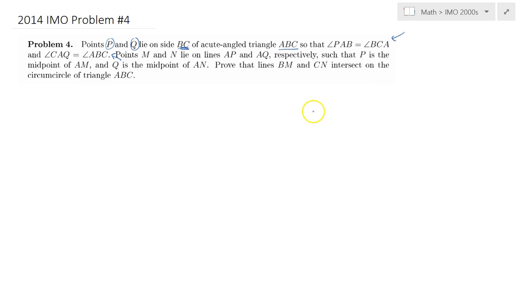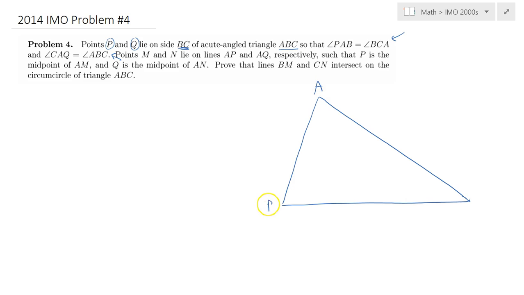So we have our triangle ABC like this, A, B, C. I should pick P on BC such that angle PAB is equal to angle BCA. BCA is the angle here. This is angle C. So it is probably like that. Yeah, why not? So that's the point P. And so therefore this angle here is C.